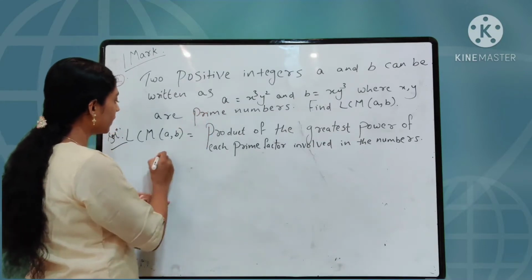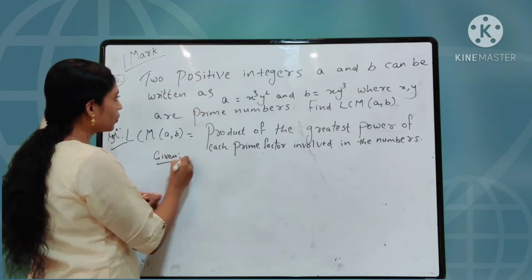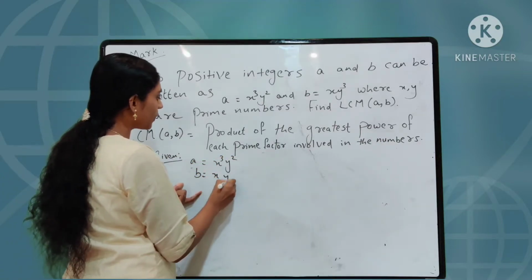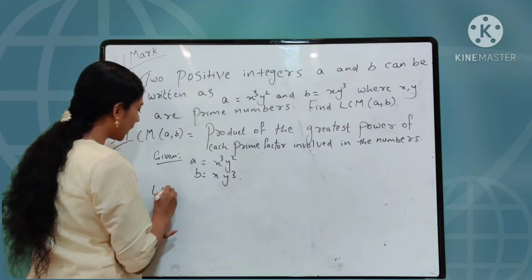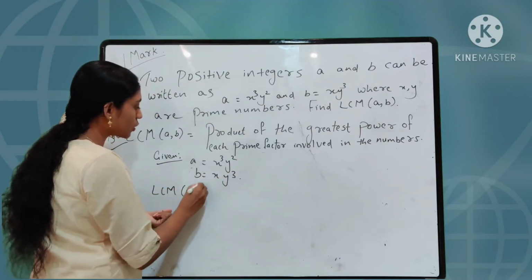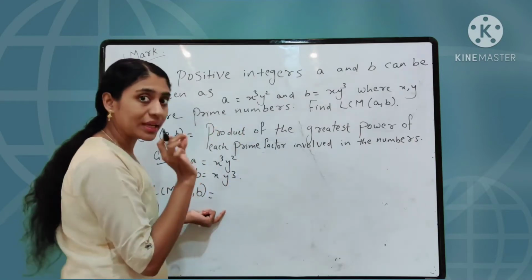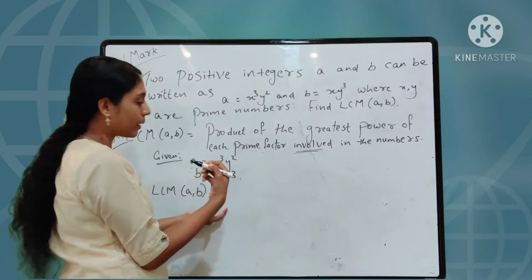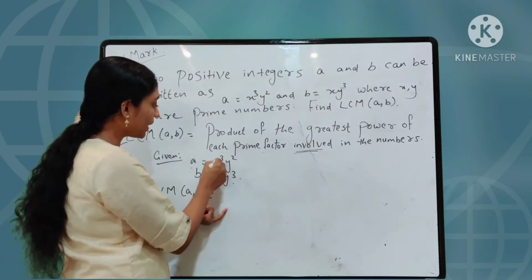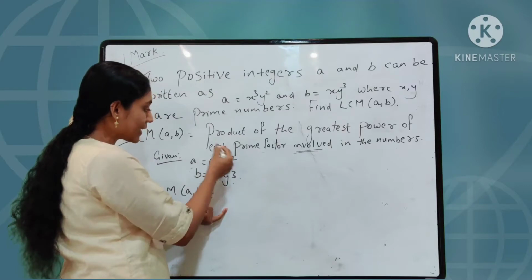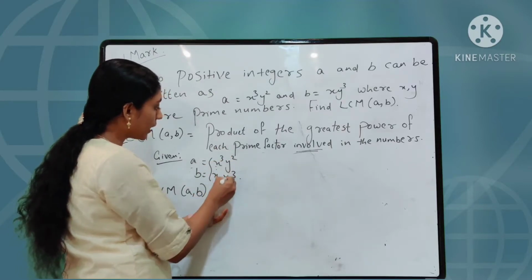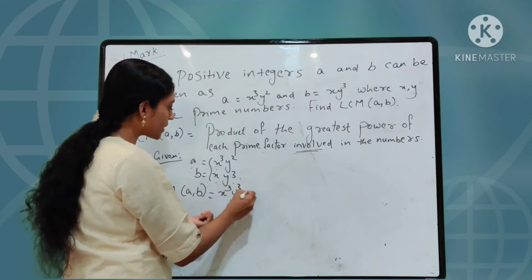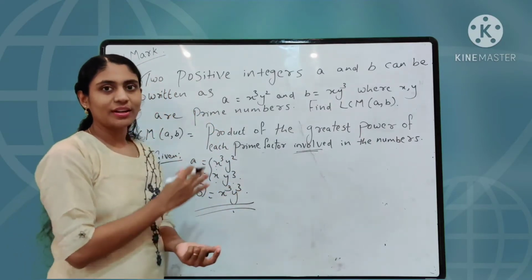Here, given a is equal to x cube y square and b is equal to x y cube, we have to find the LCM of a and b. LCM is the product of the greatest power of each prime factor involved in the numbers. What are the prime factors involved? Here x cube y square and x y cube. In case of x, the greatest power is x cube, right? And in case of y, the greatest power is y cube. So x cube y cube is the LCM of a and b given in the question.